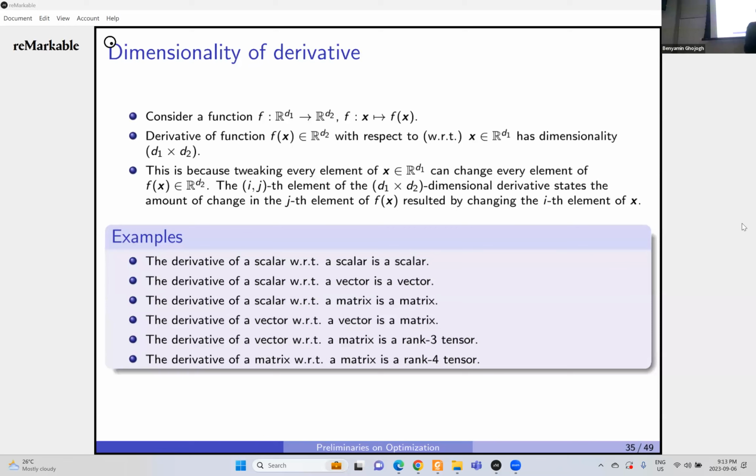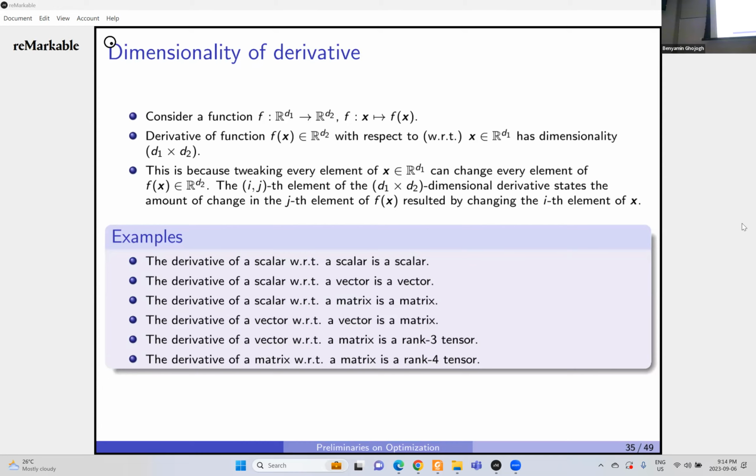Okay. So when I have a function whose input is a scalar and whose output is a scalar, the derivative of the function with respect to a scalar input should be a scalar. Why? Because when I tweak that scalar input, it only changes the function once. I tweak it a bit, it changes it. I tweak it a bit, it changes it. Therefore, the dimensionality of the derivative of a scalar with respect to another scalar is a scalar.